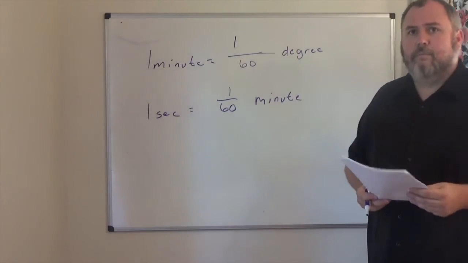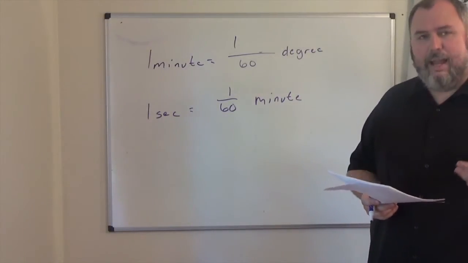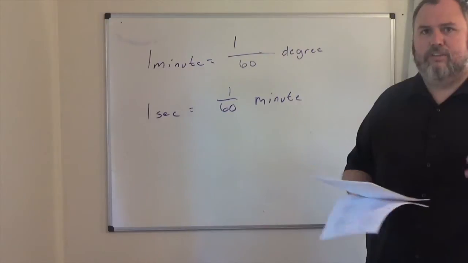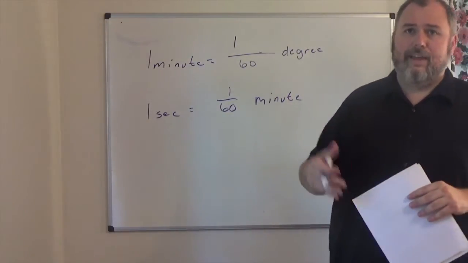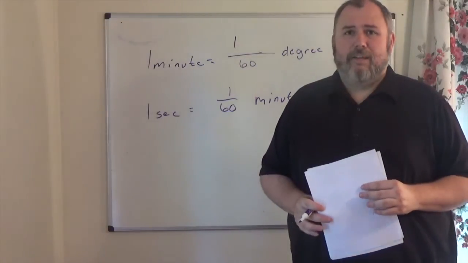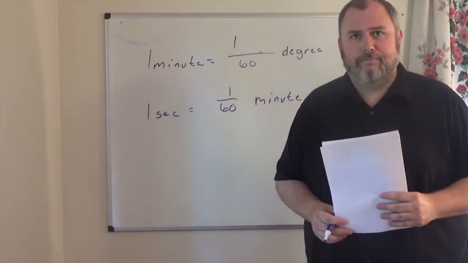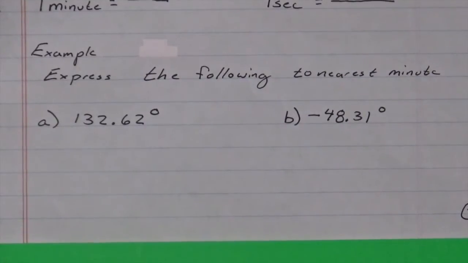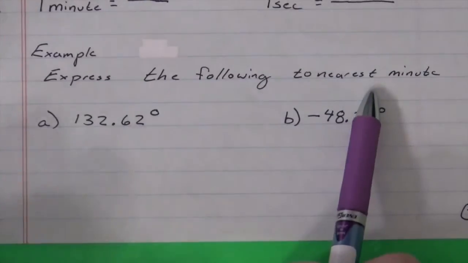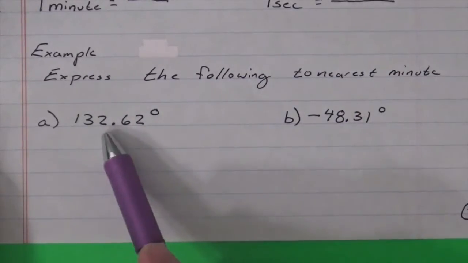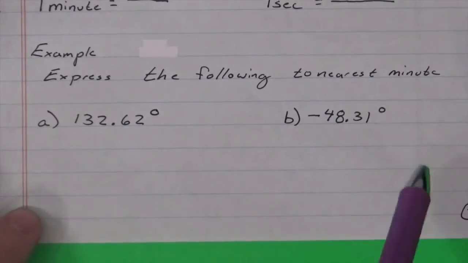Now what we're actually getting ready to do is, in the next example, I've given you 132.62 degrees. We want to express that into degrees and minutes. And it's actually going to be easier if we go to the .cam, and I'll show you how to do this with your calculator. Alright, so in this, it says express the following to the nearest minute. So we have 132.62 degrees.